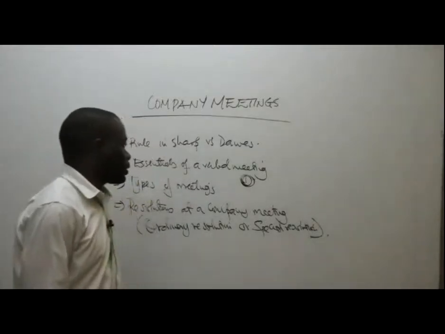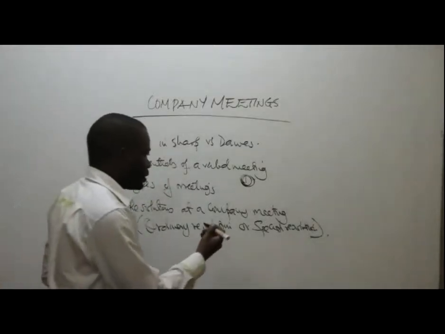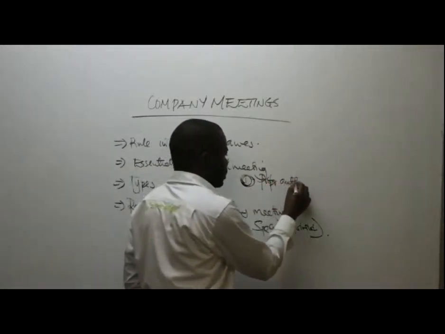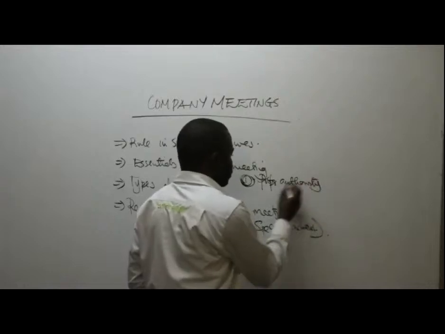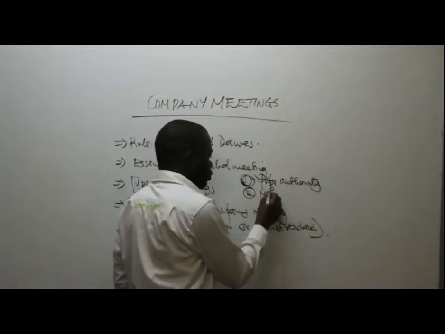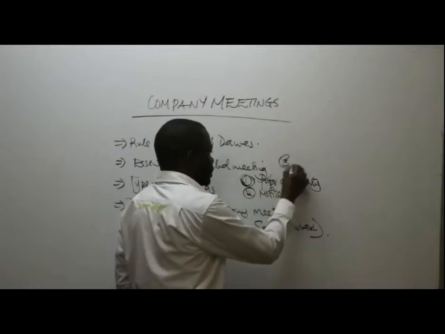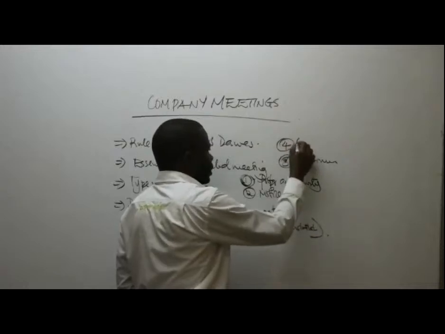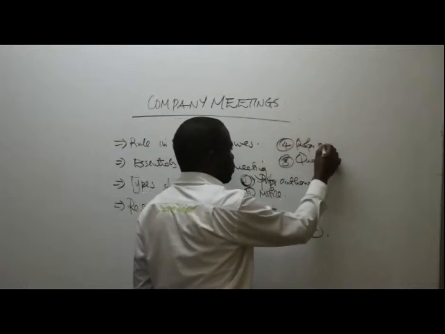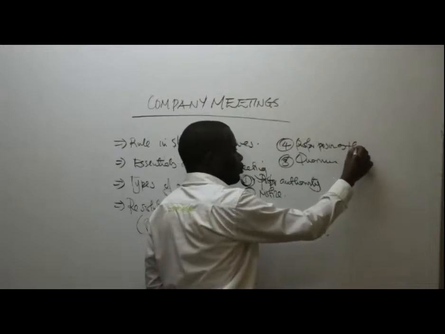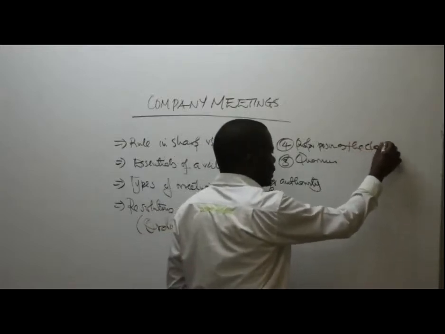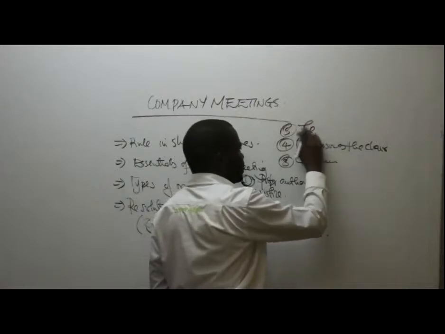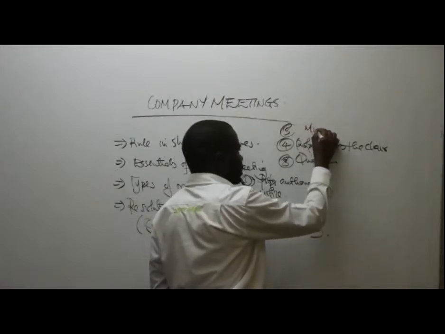So sorry about that. So we said the essentials of a valid meeting: that the meeting should actually be convened by the proper authority. Number two, there should actually be what we call a notice. Number three, there should actually be what we call a quorum. Number four, there should be a proper person as the chair, and we went into details with regard to these particular essentials. And the last one, which we are just to look at, is that minutes should actually be maintained.